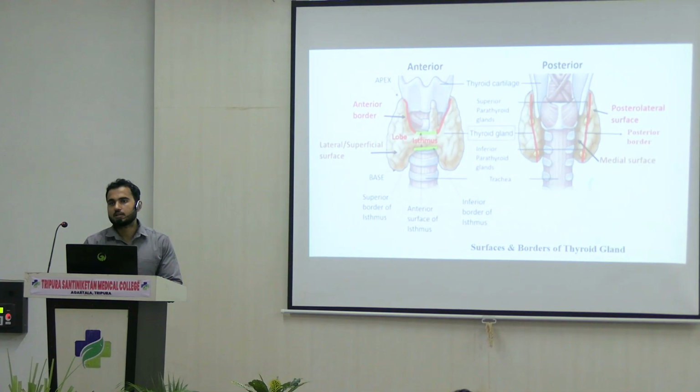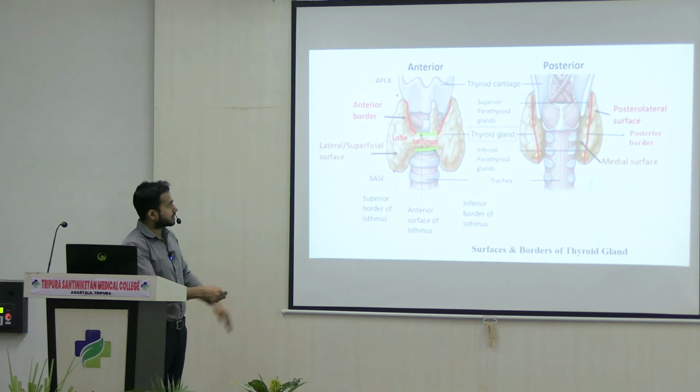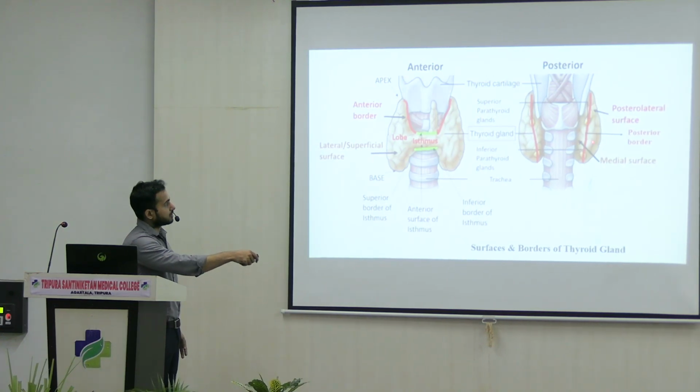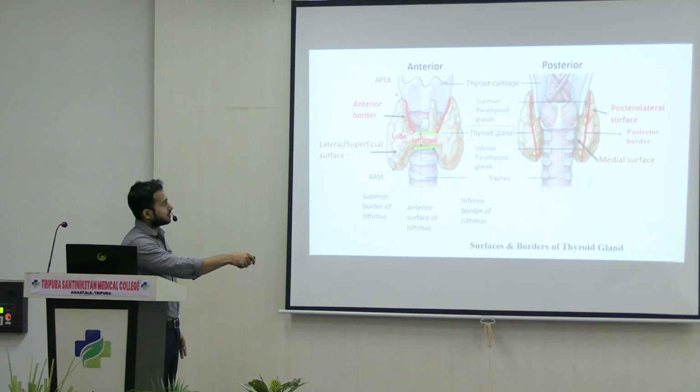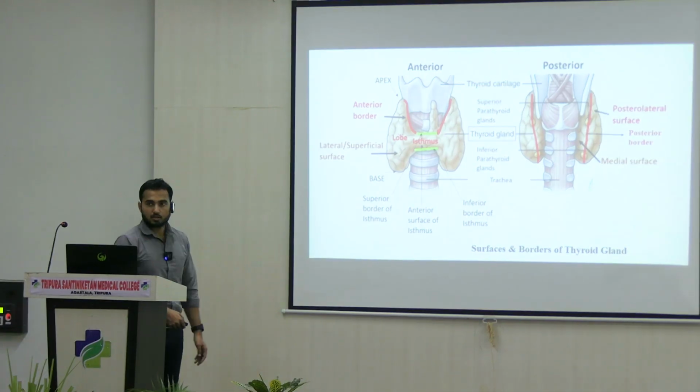Okay, that is the lateral and superficial surface. So the lateral or superficial surface is the largest surface. Next, if you go on the posterior aspect, then you can see this is the posterior lateral surface. In between the posterior lateral surface and the medial surface, you can see this is the posterior border.